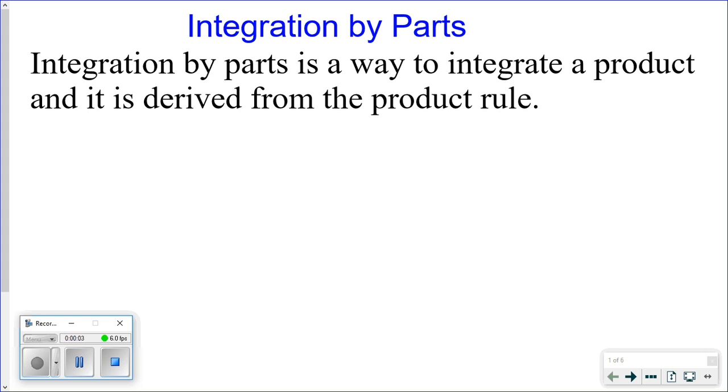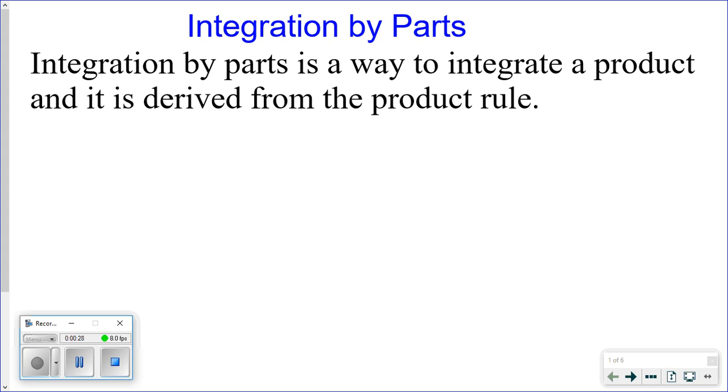Everyone, we have finally made it to the BC content or BC topics. So our first BC, well really our second BC topic, because we already did Euler's method, is called integration by parts. And it's a way to integrate a product, and it basically comes from product rule for derivatives.